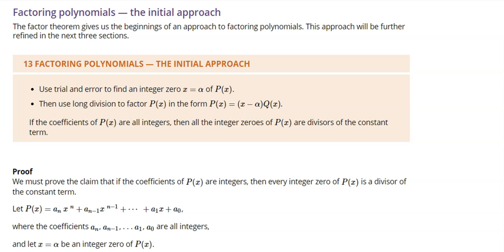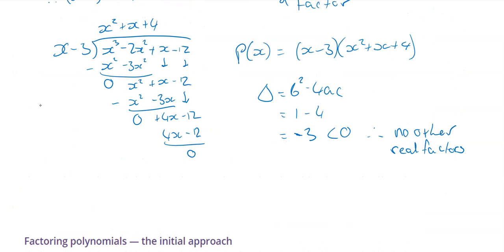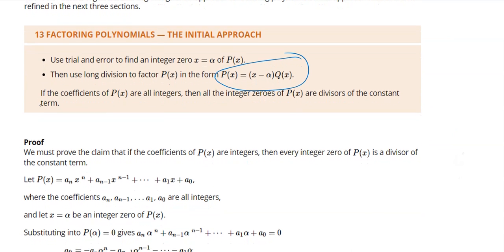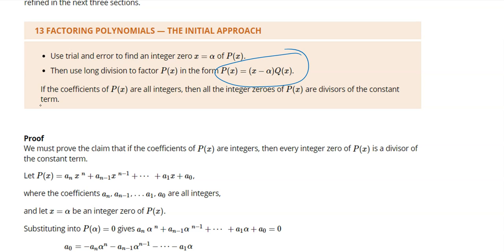What we're effectively doing is using trial and error of x minus a to find where p of x equals 0, sorry, p of alpha equals 0. And then we use long division to factor p of x into its form, like the result we got back up there. We had x minus alpha and what we've called q of x, the quotient, the leftover part. If the coefficients of p of x are all integers, then all integer zeros of p of x are divisors of the constant term. And that's the thing that I was explaining before.